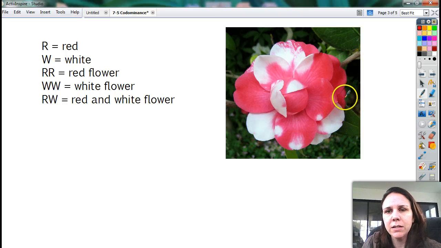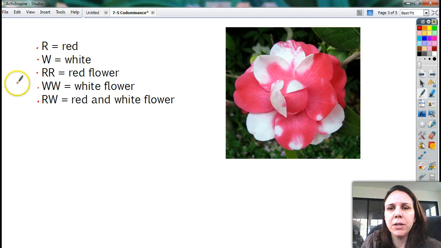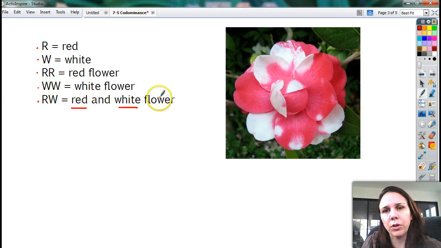So here is an example of that exact case. This is called a Camellia flower, and we have big R's which represent red, big W's which represent white. Now if you have two big R's together, you get a red flower. If you have two big W's together, you have a white flower. But if you have a big R and a big W, you don't get a pink flower, but you end up with a red and white flower, which we call codominance because the red and the white are working together like co-workers. They're each individually being seen.